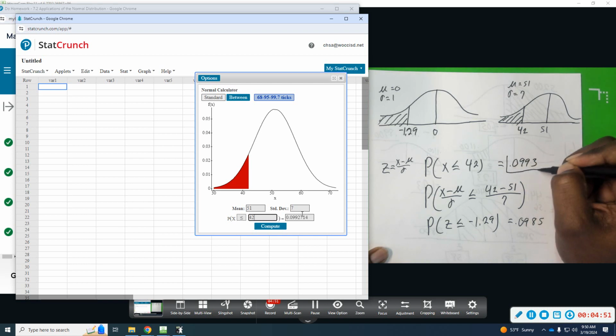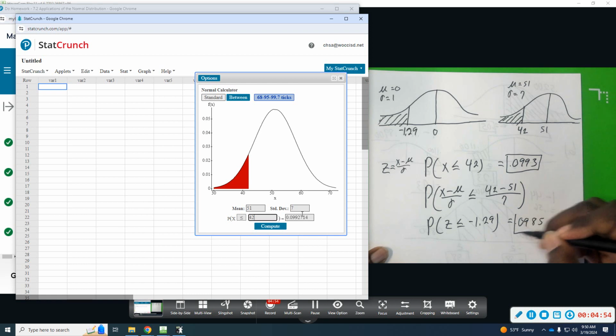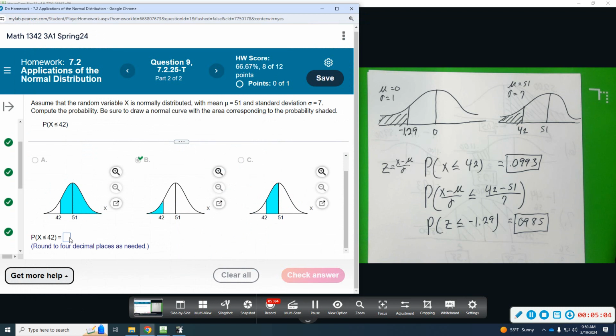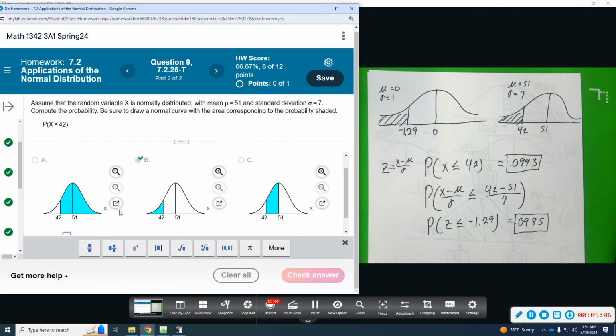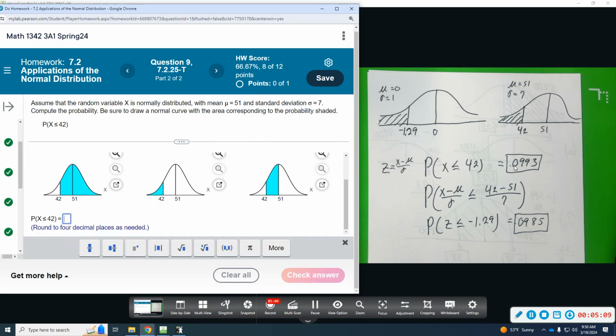The computer is set up to take both these answers. I'm going to go ahead and use the 42 because it's more exact. This is a rounded one, but again, it will take both. So I'm going to say the probability rounded to 4 decimal places is 0.0993.